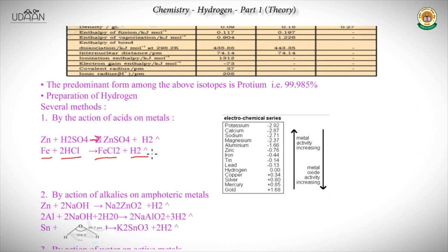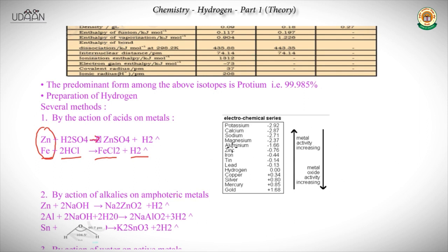And which elements will react here? We can decide that with the electrochemical series. What is the electrochemical series? In it, the elements which are above hydrogen will reduce it. How do we say that hydrogen is getting reduced? Can you explain that?